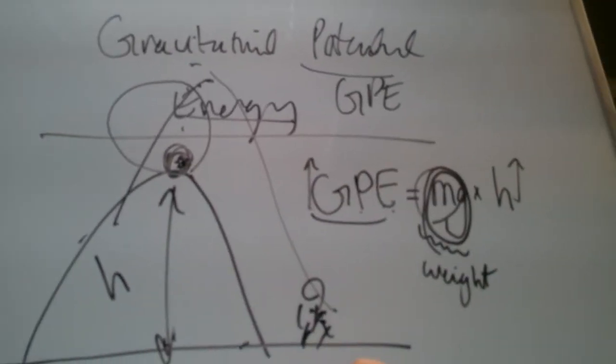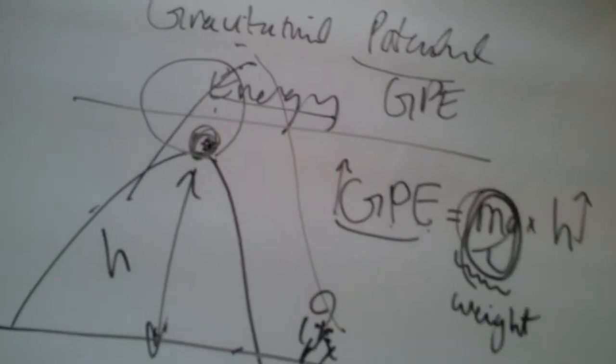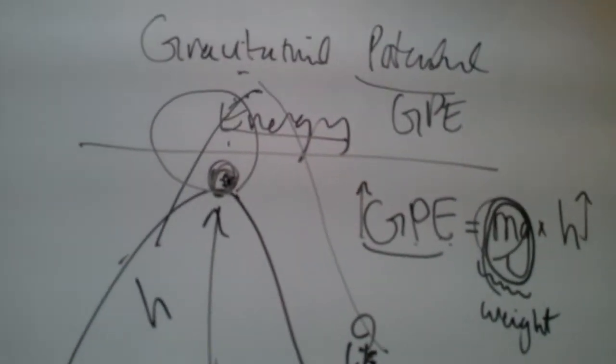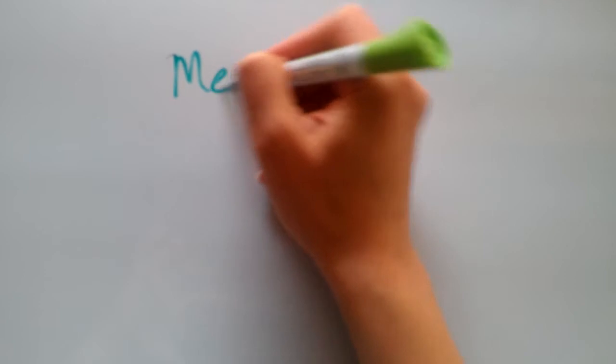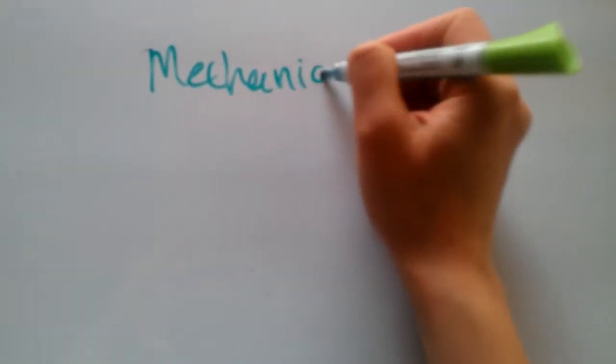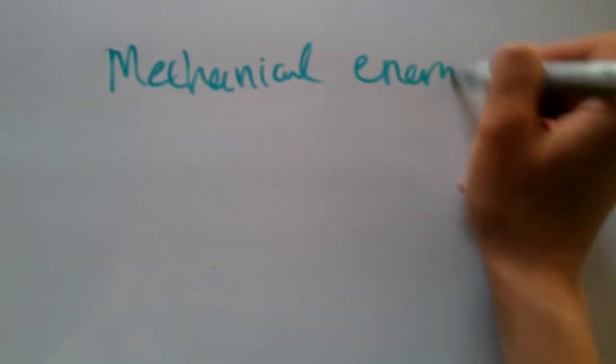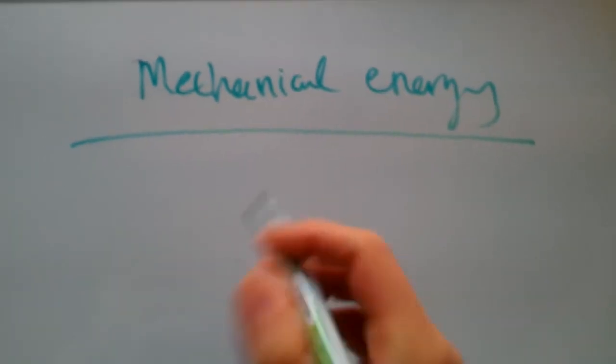So there is something that happens in nature, which is really, really interesting, and that's the fact that there is a quantity in terms of total energy that is going to be conserved, and that's called mechanical energy. So let's see what this is.